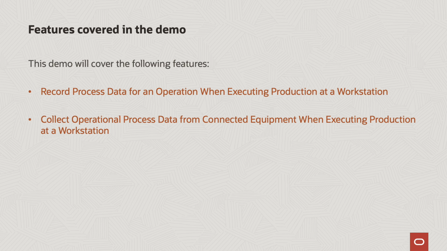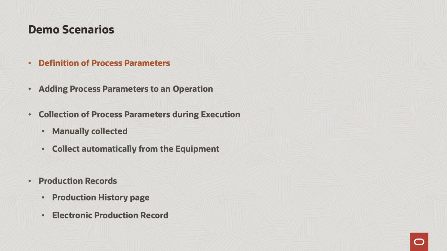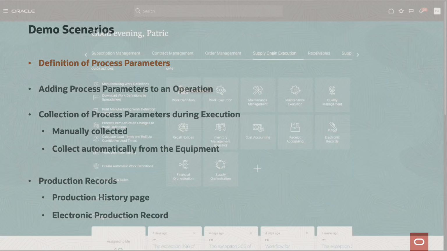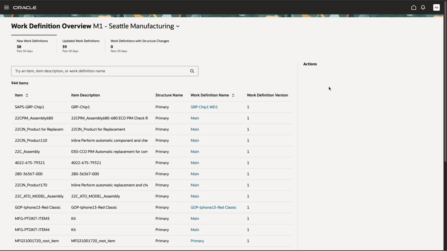This demo will cover the following features: record process data for an operation when executing production at a workstation. Collect operational process data from connected equipment when executing production at a workstation. First, let's see how process parameters are defined. I have logged in as a manufacturing engineer user.